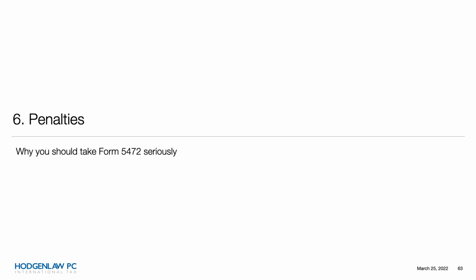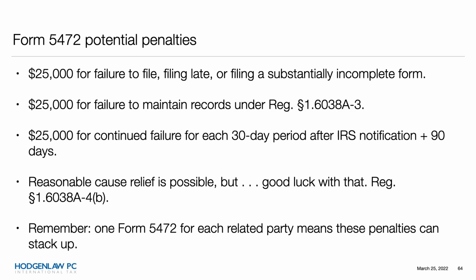A little moment on penalties. 25,000. It used to be 10. Now the penalty for 5472 failures is 25,000. I wouldn't be surprised if they crank up the 5471 penalties to 25 grand in a year or two. I think 25 is the new 10 because we will continue to punish you severely until your morale improves.